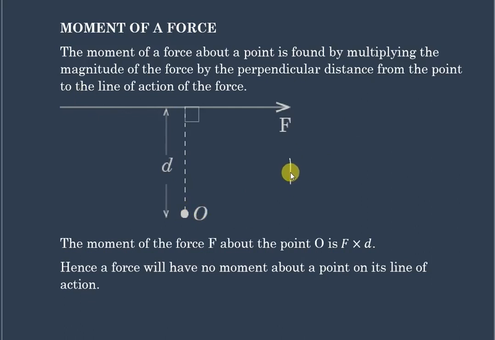So basically here we can say that the moment of the force is F times D. We can write that the moment of the force about O is equal to F times D, something like that. So that is moment of a force. It is the product of the force and the perpendicular distance of the line of action of the force from the point. That is what we call moment of a force.